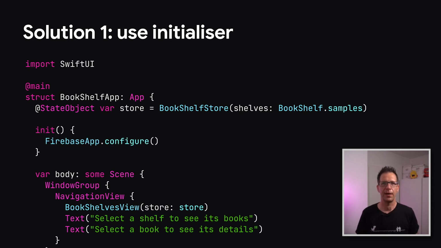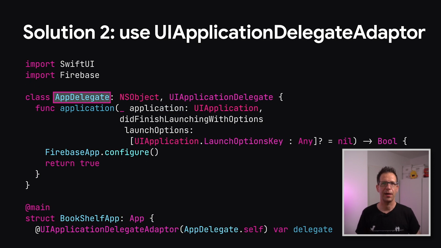And this works great for many Firebase APIs, such as Firestore. But for some APIs, such as Firebase Cloud Messaging, this isn't enough. These need a real app delegate. So here is another solution. Use UIApplicationDelegateAdaptor to connect to an app delegate.